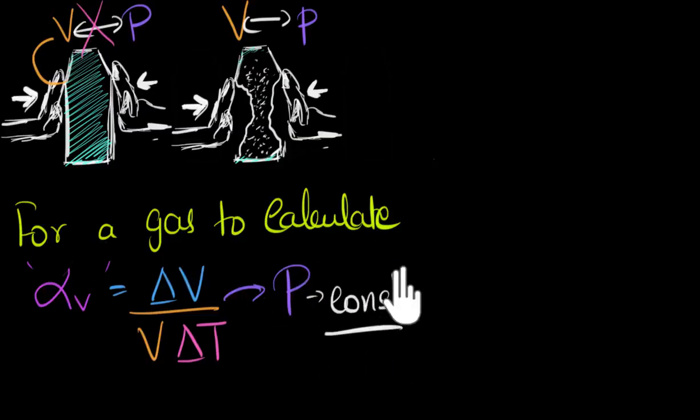Now, we didn't have to worry about this for liquids and solids, because pressure doesn't affect the volume at all. So whether you keep the pressure constant or you change the pressure, it wouldn't matter to us at all. So we didn't have to worry about pressure in the previous cases, but when it comes to gas, we have to make sure this remains a constant. That's one big difference between gases and solids and liquids. Another difference can be seen from a table.